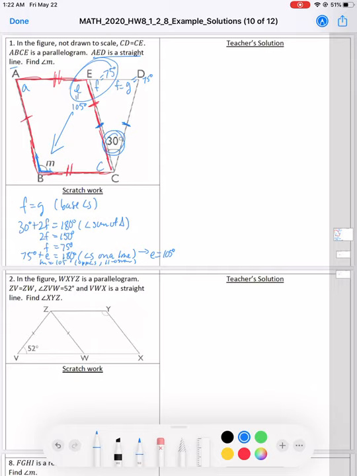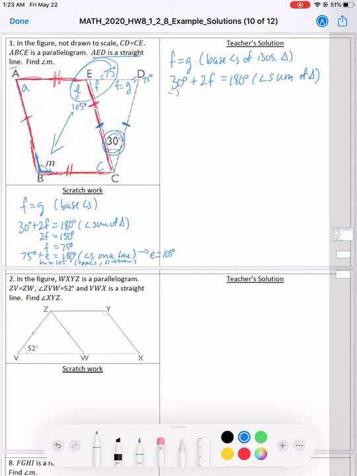And what we're going to do is we're going to go ahead and do that in our teacher solution. So the first thing what I did was I set F equal to G. Okay, from base angles of isosceles triangle. Okay. Then I did, to get to a numerical value for F, I did 30 degrees plus 2F equals 180 from angle sum of triangle. Oops. So it looks like my teacher solution is pretty much my scratch work. And that's okay. Make sure you rewrite everything nice and neat in the teacher solution.